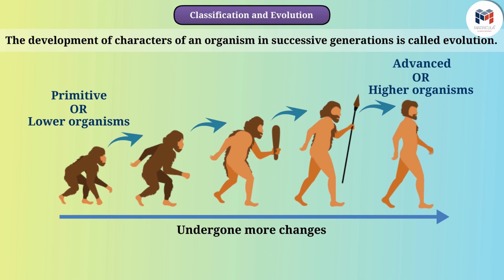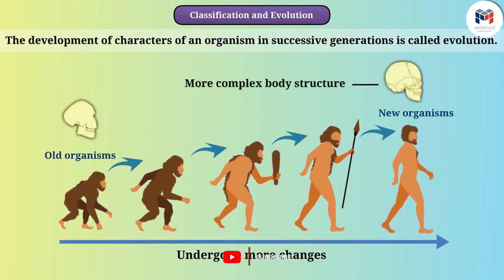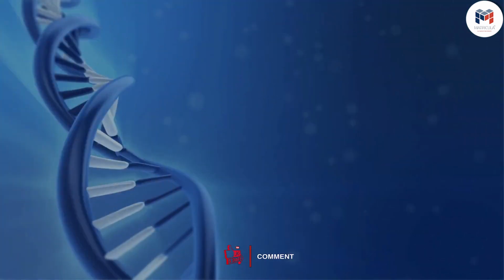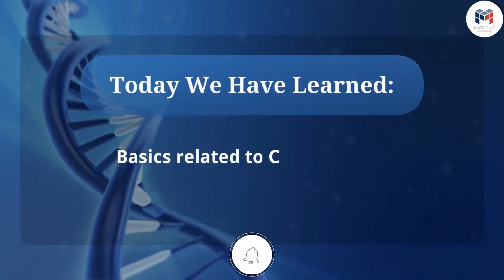Keep in mind that these words are not related to progress. To remove this confusion, we can call the first type of organisms old organisms and the second type of organisms new organisms. The body structure of new organisms is more complex than the body structure of older organisms. Today we have learned some basics related to classification.